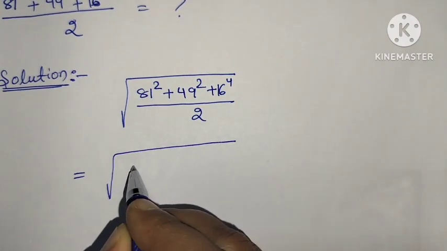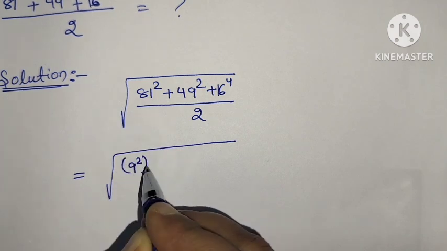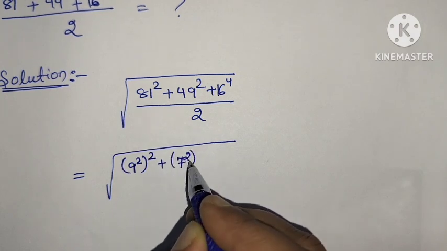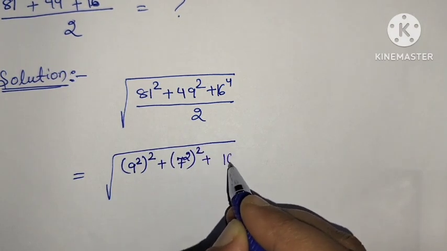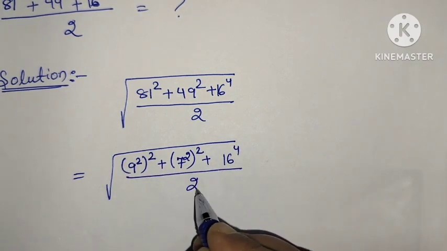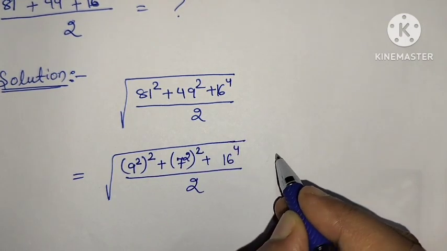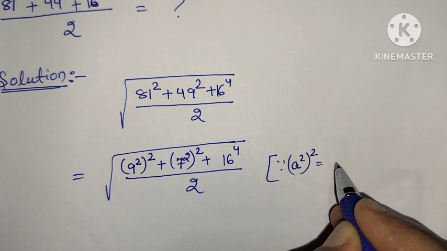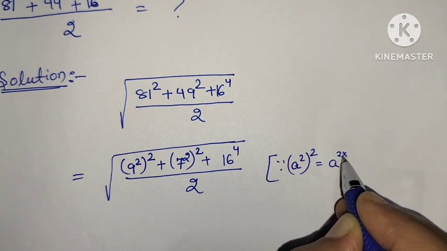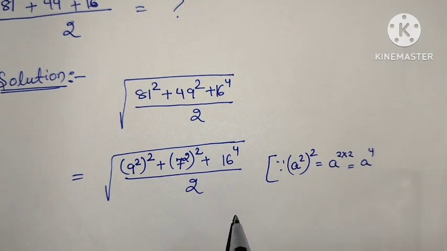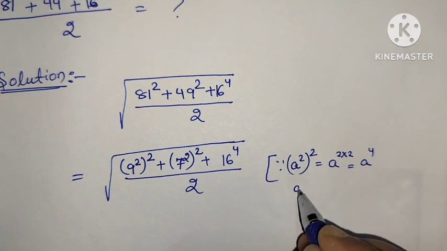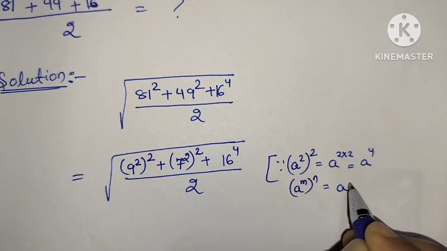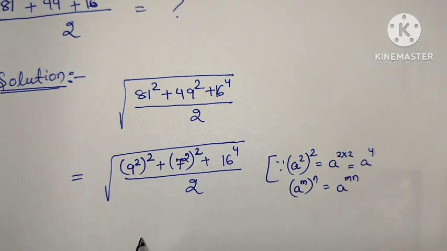root over of, this is 9 square is 81, we split it into 9 square plus 7 square, the 49 we split into 7 square, plus 16 to the power 4 divided by 2. We know that a square to the power 2 is equal to a to the power 2 into 2, this is equal to a to the power 4. Also we write down the next: a to the power m whole to the power n is equal to a to the power m into n.